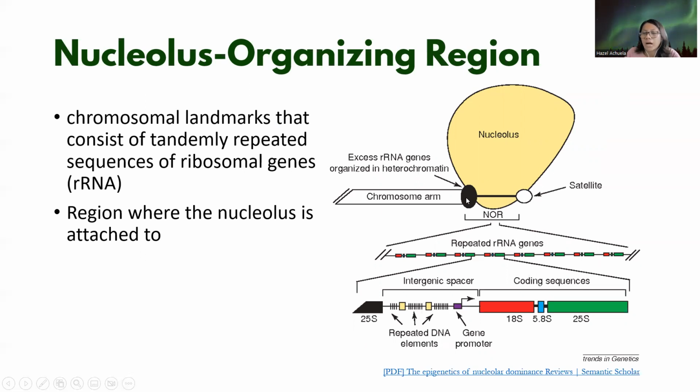Hindi ito yung centromere. The centromere is located here, this part. Okay? The centromere is located here. Hindi ito yung centromere because again, NOR is a type of secondary constriction. So the centromere is located in a different region. So this is the NOR consisting of these tandemly repeated rRNA genes.